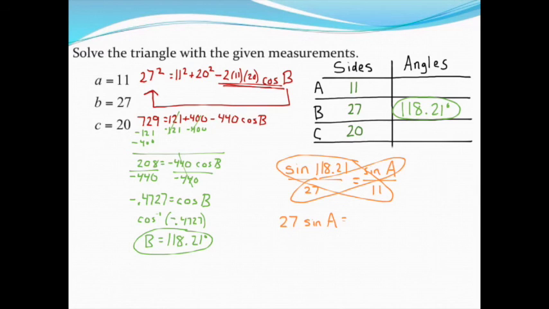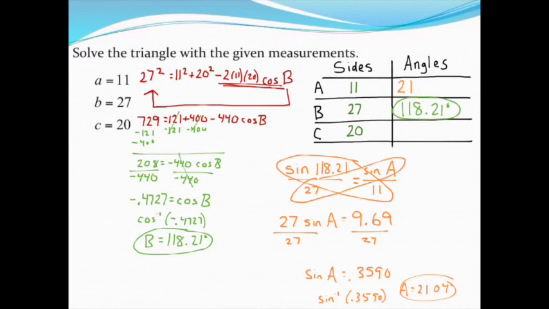So 11 times the sine of 118.21 comes out to be about 9.69. To find angle A, let's divide by 27. And so sine of angle A is equal to about 0.3590. And finally, doing an inverse sine, I find that angle A comes out to be approximately 21.04 degrees. So let's also add that to my chart just to organize my thinking.